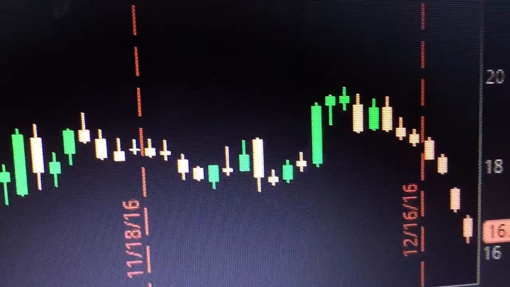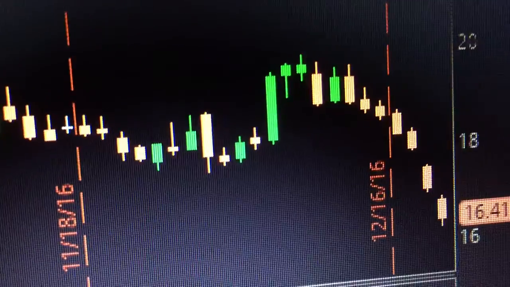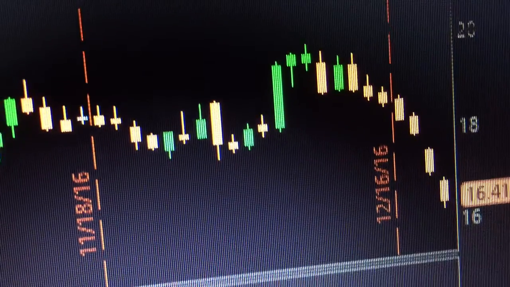I was looking at that. Now let me look at this on a daily chart. Notice it was down 67 cents. Kind of doing a market recap on Twitter. It was down 67 cents. Let me show you a 5-minute chart.